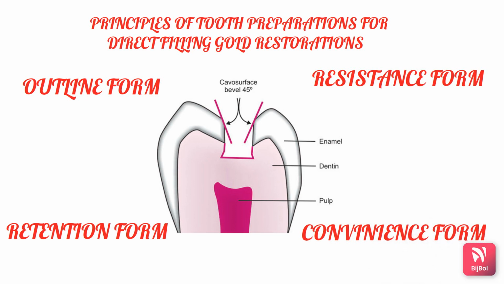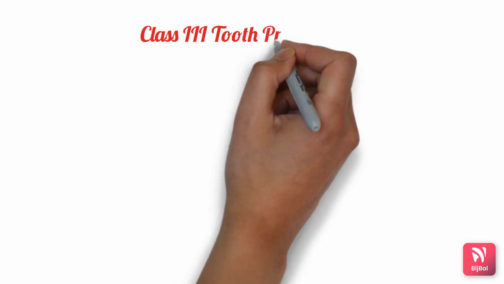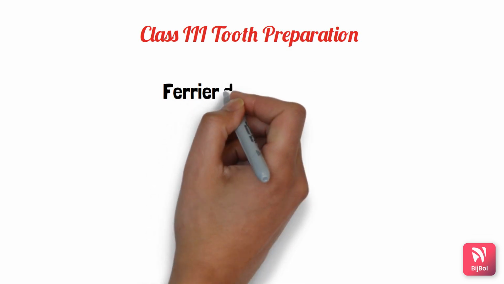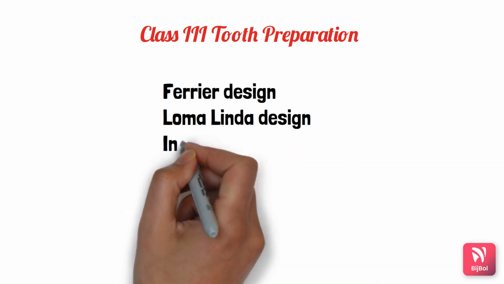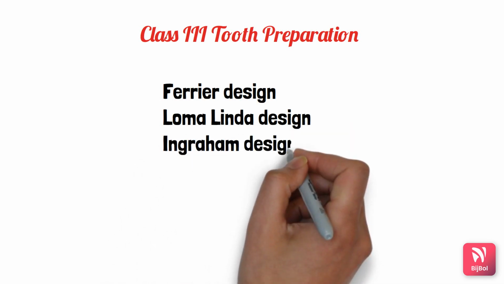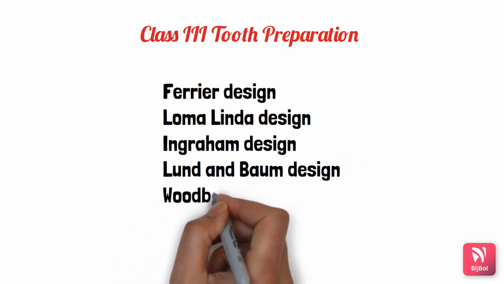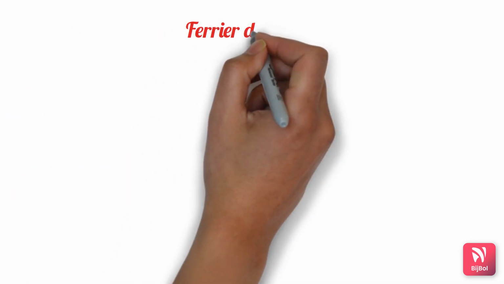And the convenience form for direct gold cavity preparations requires suitable access and a dry field. If we see the class 3 cavity preparation for direct gold restorations, it indicates various designs. In that, it has the Ferrier design, Loma Linda design, Ingraham design, London Bomb design, and the Woodbury design. The Ferrier design is the most popular because of the conservation of tooth structure and good access for the compaction of the gold.